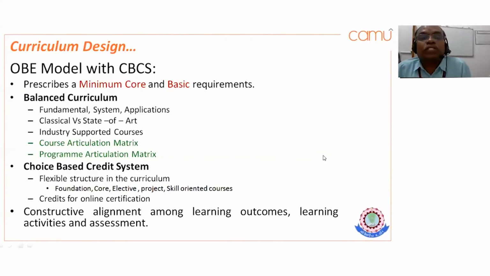I have a question here. How can we commonly design the curriculum with OBE and CBCS? Should this be considered together for autonomous colleges?